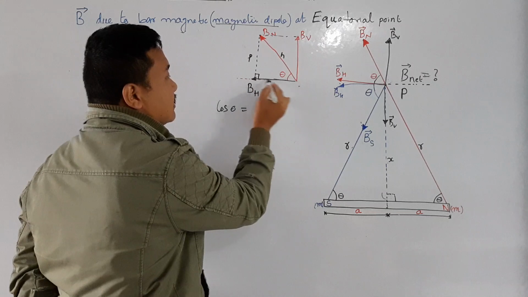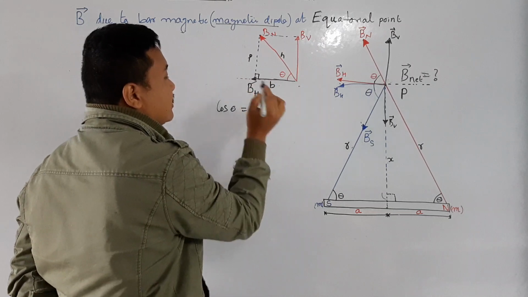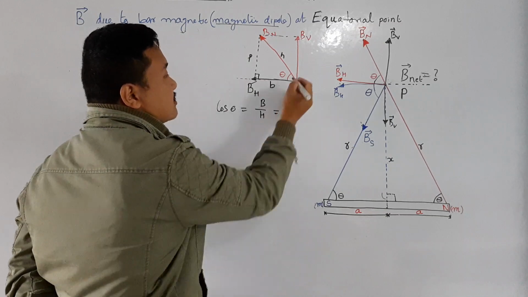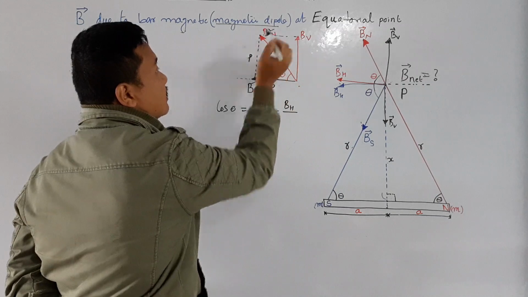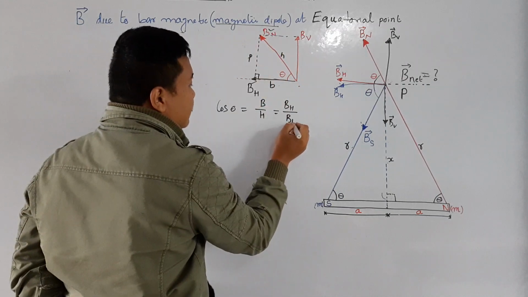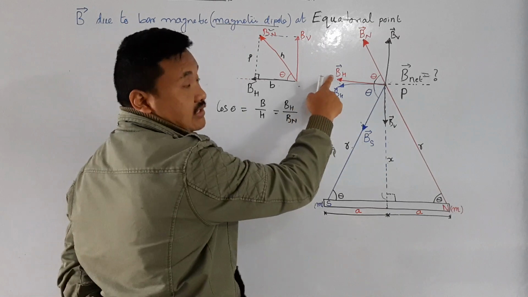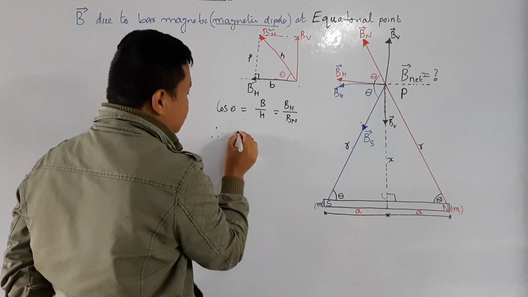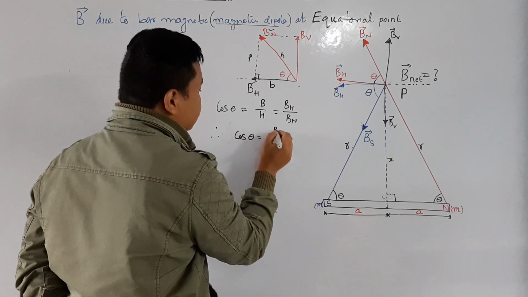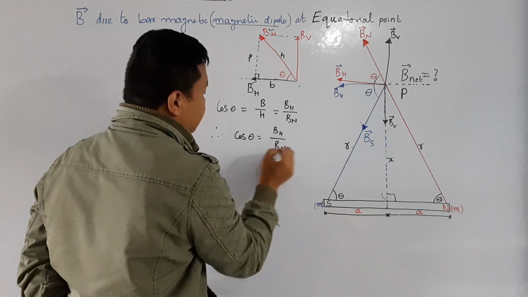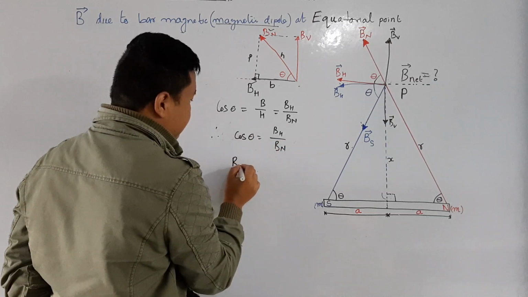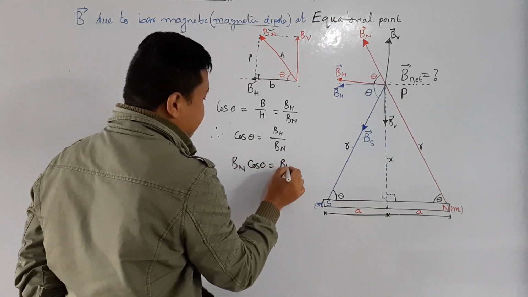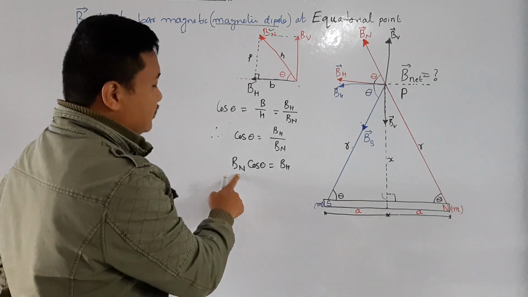Now this is my base, and the value of base is BH. So this is equal to BH divided by hypotenuse. How much is the hypotenuse? This is my hypotenuse, which is my BN. So I want to find the value of BH here. Therefore cos of theta is equal to BH by BN, or you bring this BN here, and BN cos theta is equal to BH. So I got BH equal to BN cos theta.